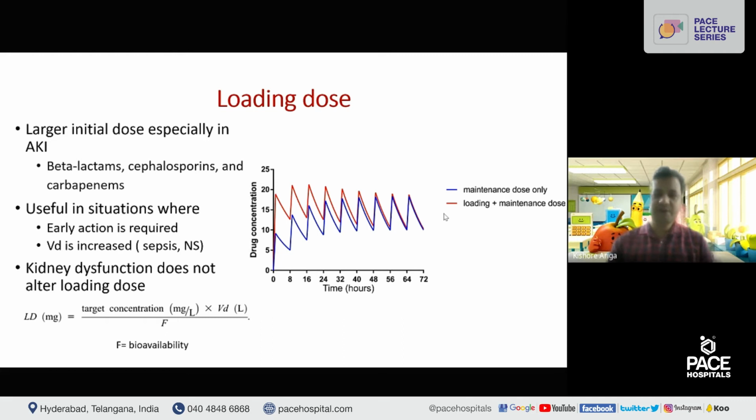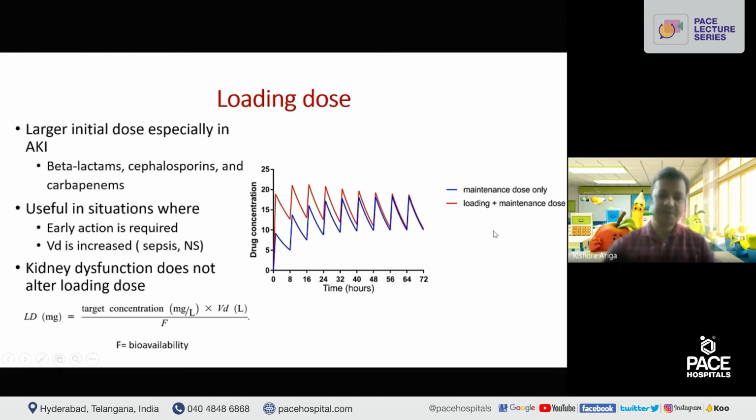Should we modify the loading dose in patients with renal dysfunction? This is the question. The answer is we need not. Sometimes we may have to give a higher loading dose. This is contrary to the thinking that as the clearance decreases, we need to adjust or decrease the dose. So why are we giving more loading dose?